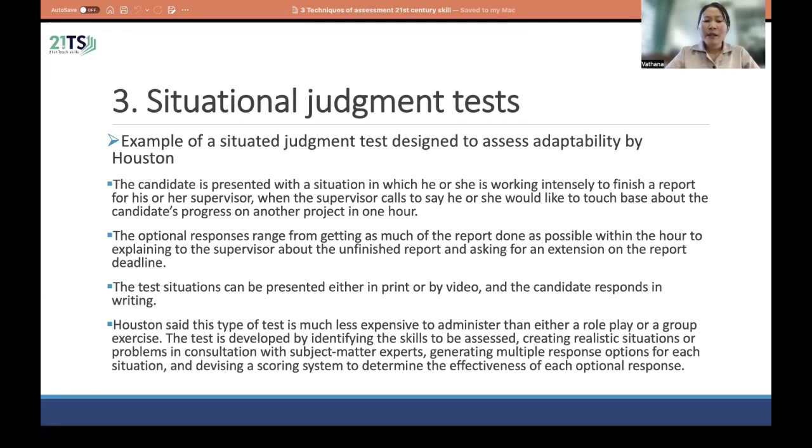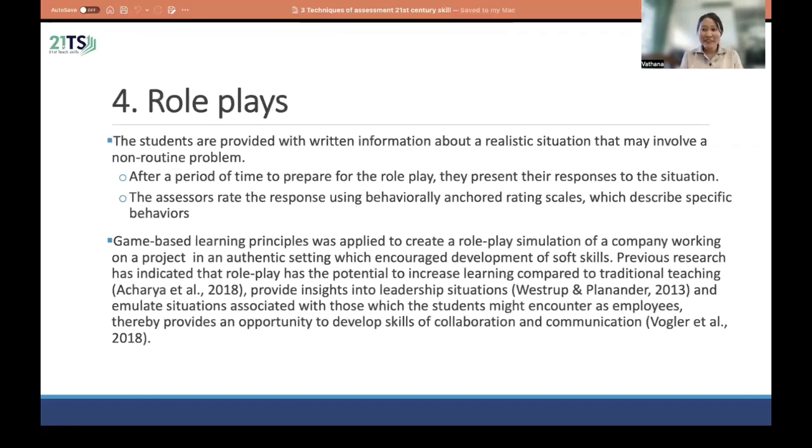The same situation can be presented either in print or by video, and the candidate responds in writing. This type of test is much less expensive to administer than a role play or group exercise. The test is developed by identifying the skill to be assessed, creating realistic situations or problems in consultation with subject matter experts, generating multiple response options for each situation, and devising a scoring system to determine the effectiveness of each option or response. So the next part is the role play.